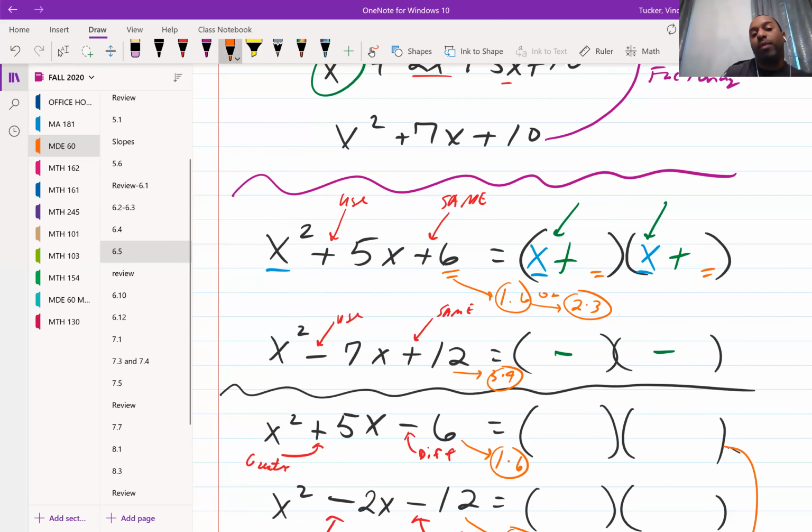Well, there's only 2 different ways you can get 6: 1 times 6 and 2 times 3. Which one will add together to give you 5? That would be 2 and 3, 2 plus 3. Because remember, your signs are the same. So positive 2 plus positive 3 will give you the positive 5.